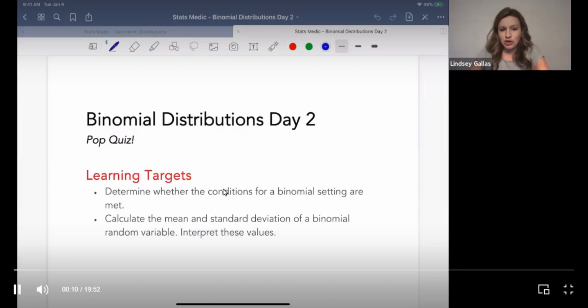So we've got two learning targets. Now, the first one we actually talked about yesterday as well, and that is to determine whether the conditions for a binomial setting are met. And then second, we're going to talk about calculating the mean and standard deviation for a binomial random variable, and then interpreting those as well.